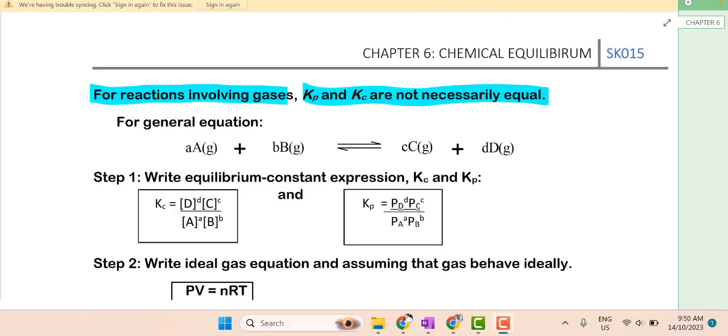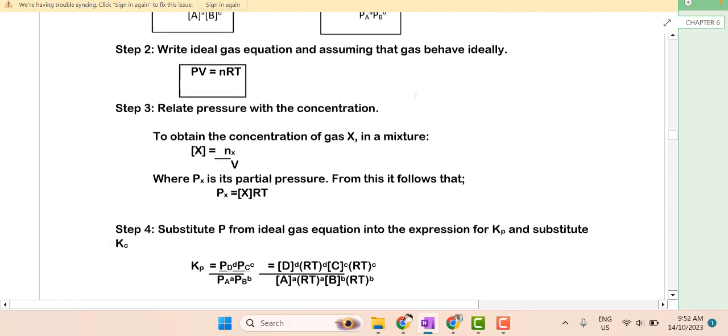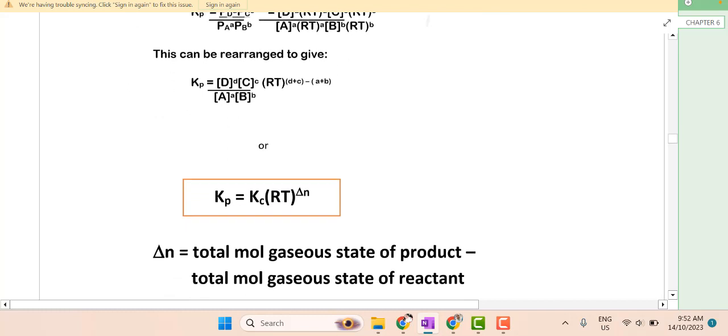For reaction involving gases, Kp and Kc are not necessarily equal, so the value is not the same. However, if you have Kp, you can calculate Kc. If you have value of Kc, you can calculate Kp. So there is an equation to connect between these two values, Kp and Kc. So this is how we build up the equation to relate Kp and Kc. Step number 1, step number 2, step number 3, step number 4.